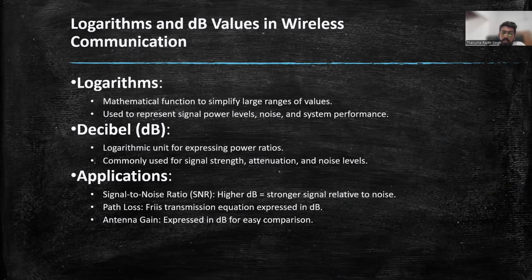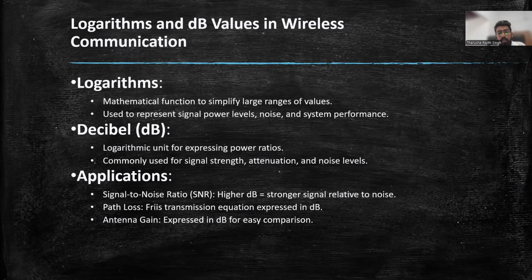Decibel, dB. Decibel is a logarithmic unit used to express the ratio of two power levels. It's commonly used in wireless communication to describe signal strength, attenuation, and noise levels. For example, signal to noise ratio, SNR, is often expressed in decibels. A higher SNR indicates a stronger signal relative to the noise, which is crucial for reliable communication.